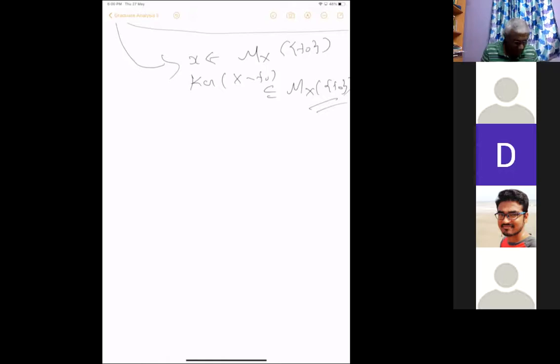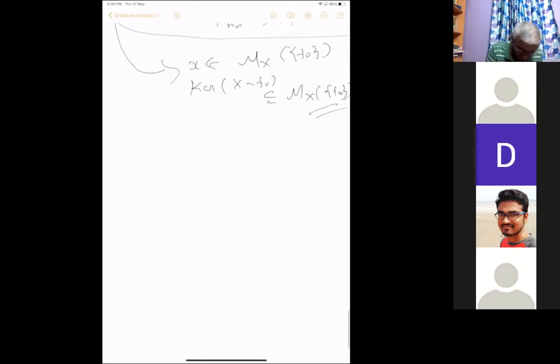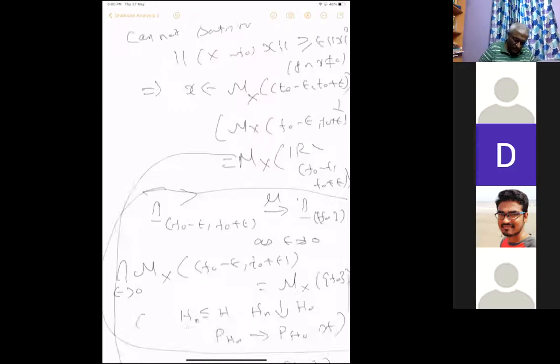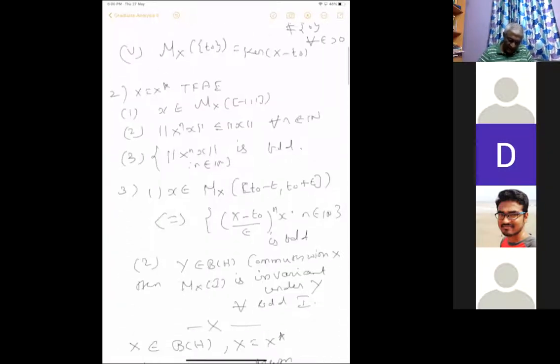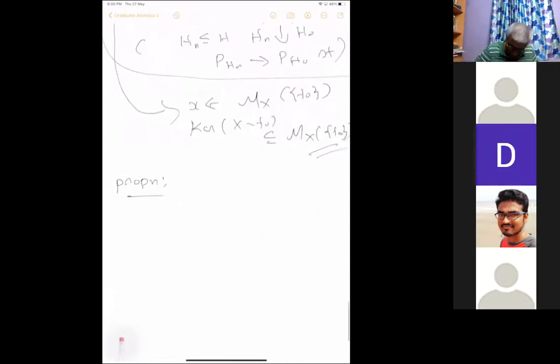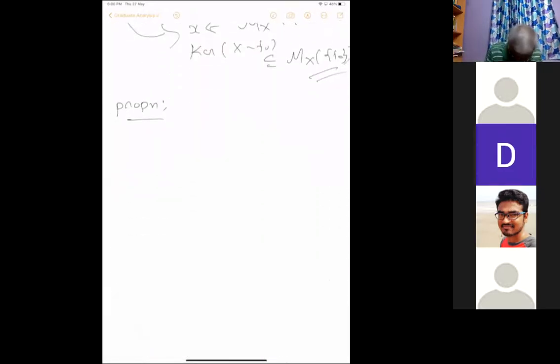Okay, so let me prove the next proposition. Next proposition is the following. So this is the famous criterion, Halmos criterion. Okay, we will call it Halmos criterion. Let x equal to x star, I mean some self-adjoint operator. Then the following things are equivalent.